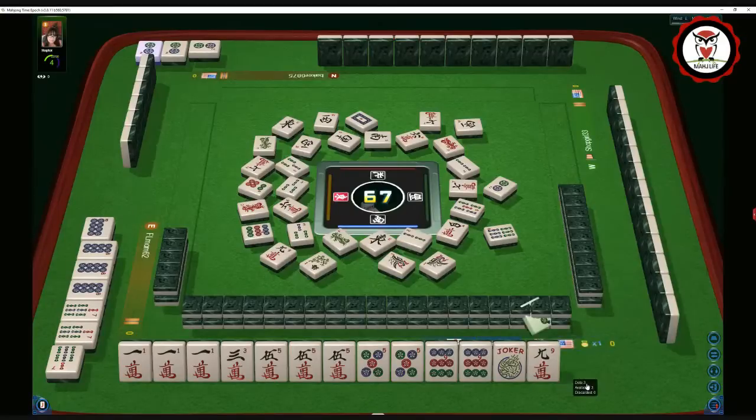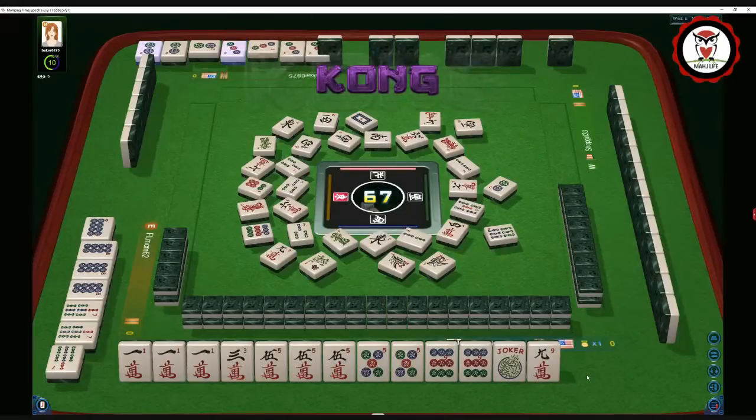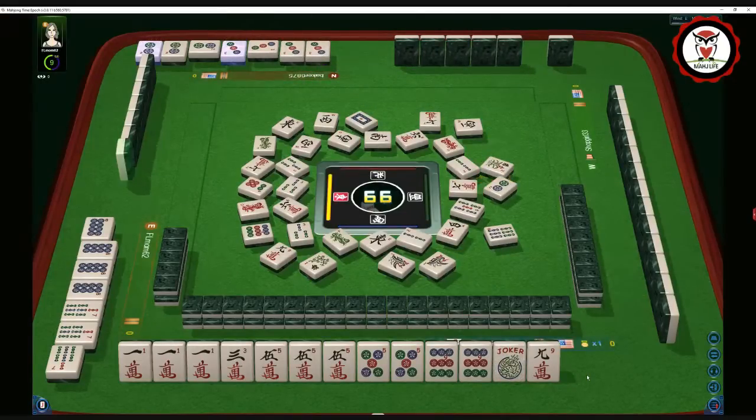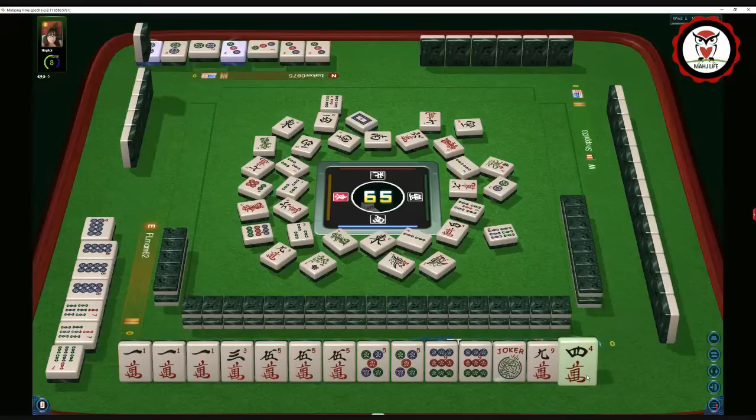Three. Let's let this three dot go. I believe that went around in the Charleston. Kong. Okay, we got two jokers up for grabs. Flower. Now they're not going to be using a seven dot, and the player to our left is not going to be using a seven dot. Five bamboos. We don't know what the player to our right is doing yet. Let's let this four crack go.